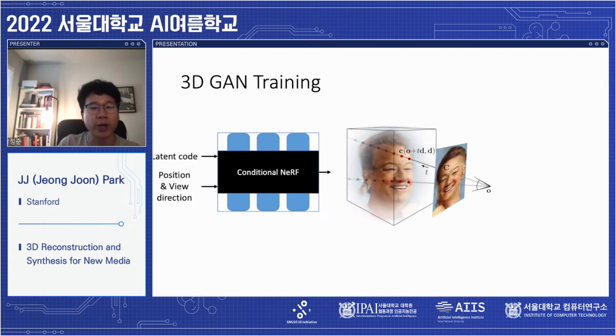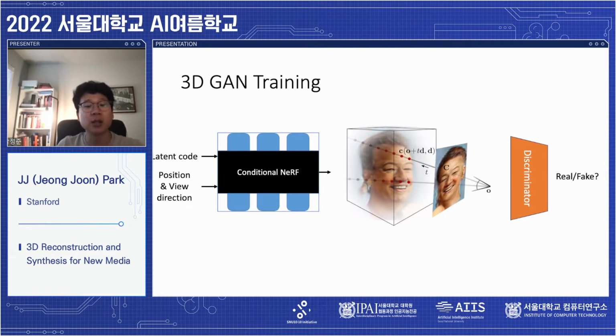So in order to train a 3D GAN, we need to combine these 2D GAN approaches and these 3D NeRFs by rendering randomly sampled viewpoints given a latent vector. And we use a 2D discriminator to guide the rendered image to look realistic. So in short, these 3D GANs can be trained to generate realistic images for all randomly sampled viewpoints, and thus can be trained without multi-view supervision.